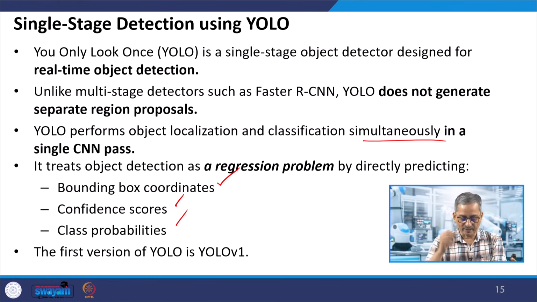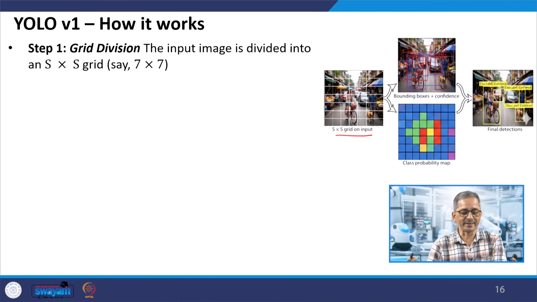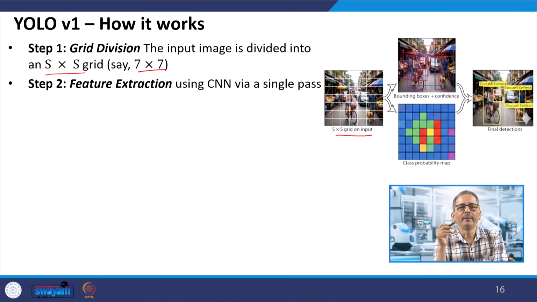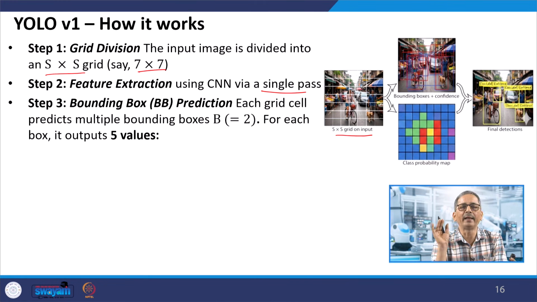The first version of YOLO is YOLOv8. How does it work? The first step is grid division. The input image is divided into an S cross S grid, say 7 cross 7, and then we have feature extraction using CNN via a single pass, and then the bounding box prediction.